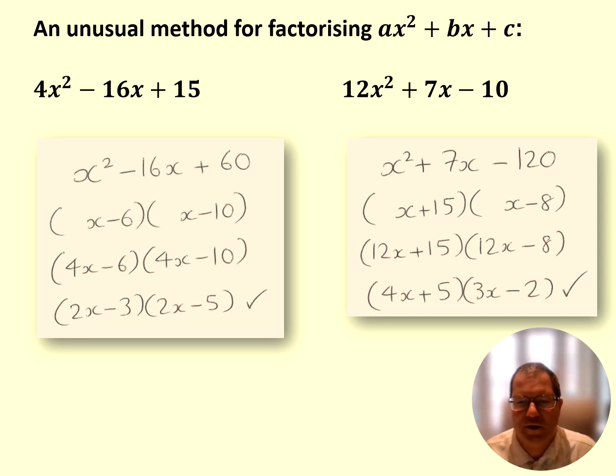Over on the right, we have 12x squared plus 7x minus 10. This time a equals 12, so we multiply c by that to get minus 120, giving us a quadratic expression of x squared plus 7x minus 120. If we factorise that in the usual way, we get x plus 15 and x minus 8, and this time a is 12, and that gets inserted in the gaps. 12x plus 15 has a common factor of 3, so that gives us 4x plus 5 when we divide by it, and 12x minus 8 has a common factor of 4, giving us 3x minus 2 when we divide by it, and a final answer of 4x plus 5 and 3x minus 2.